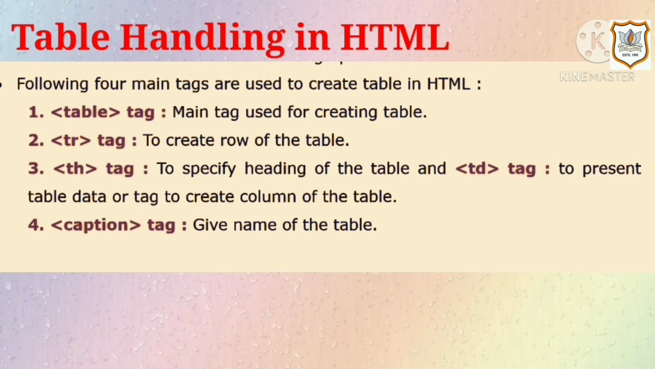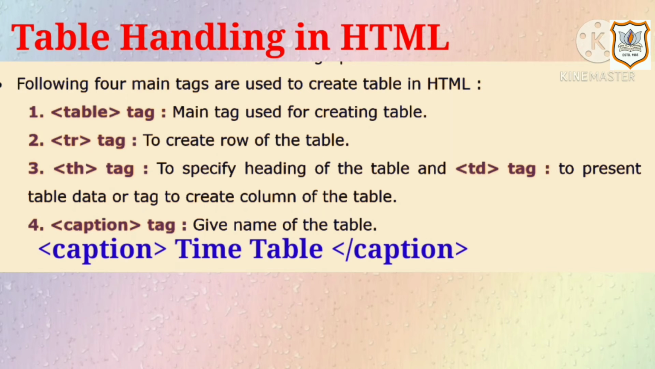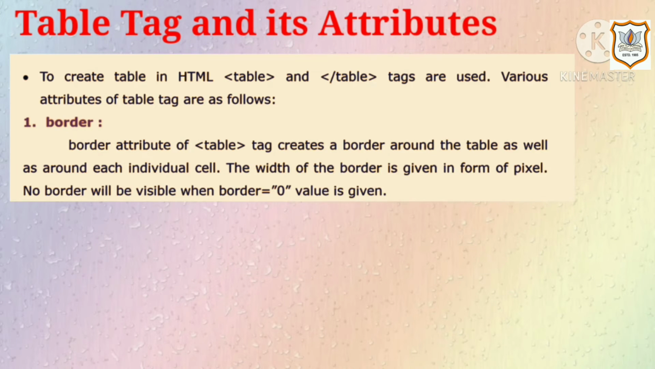Next one, TD tag. TD refers to table data. TD tag is used to present table data or to create column of the table. Next one, caption tag. Caption tag is used to give name of the table. Next one is table tag and its attributes. To create table in HTML, table and /table tags are used. Various attributes of table tag are as follows.